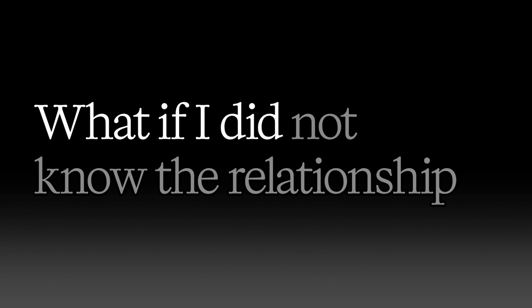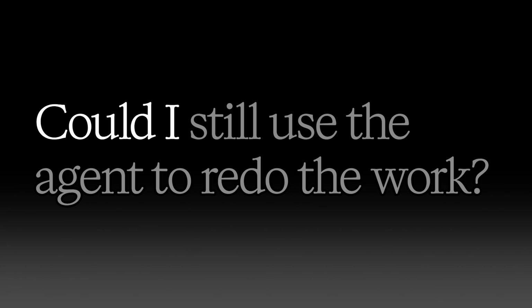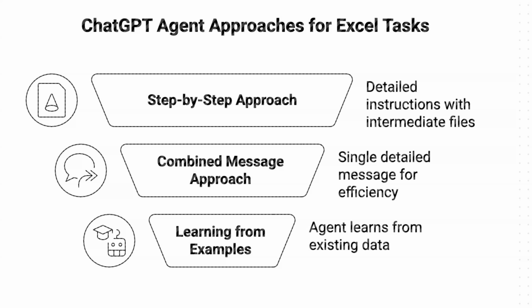What if I did not know the relationship between the input and output? Could I still use the agent to redo the work? In that scenario, how could I guarantee the result is accurate? And if I get a wrong answer, how could I debug it? Then I tried approach 3. I wanted to test how smart the agent is.